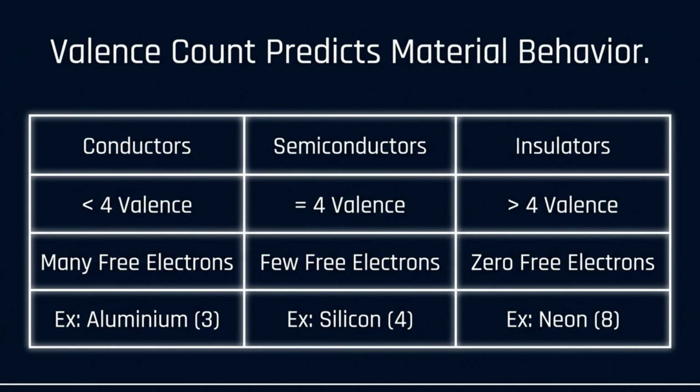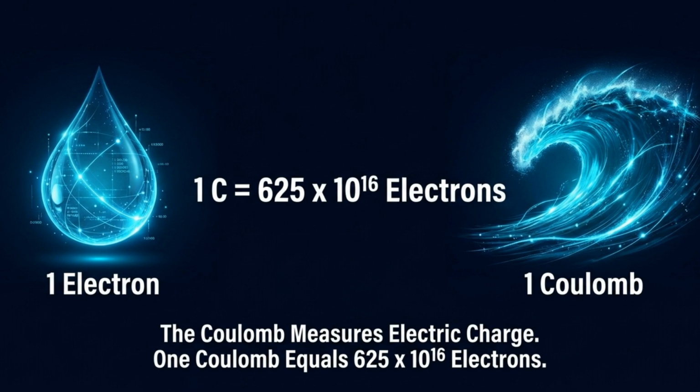The valence count predicts material behavior, classifying materials as conductors, semiconductors, or insulators based on their valence and free electron counts. The Coulomb measures electric charge. 1 Coulomb equals 625 multiplied by 10 to the power of 16 electrons.